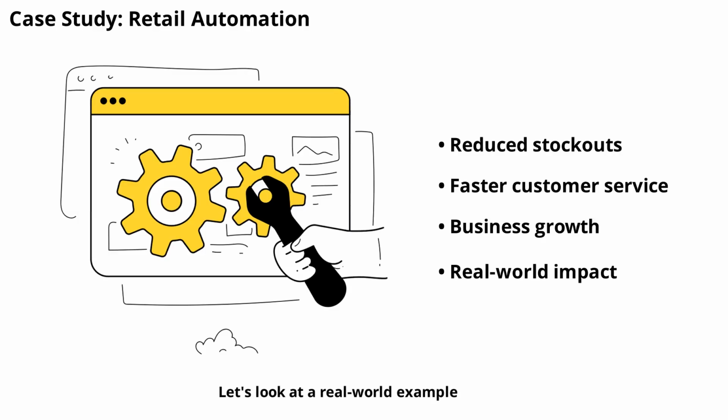Let's look at a real-world example. A retail company implemented AI-powered inventory management and customer service chatbots. As a result, they reduced stockouts by 30% and improved customer response times by 60%. This case shows how AI automation can deliver tangible benefits and drive business growth.